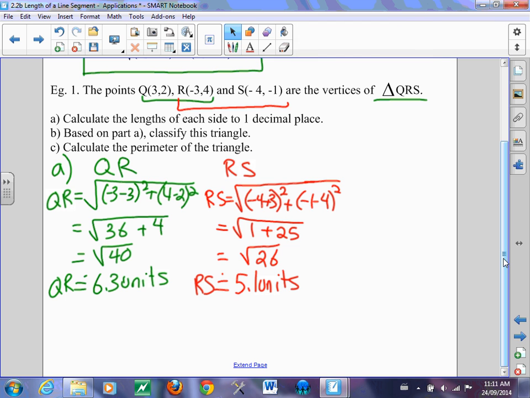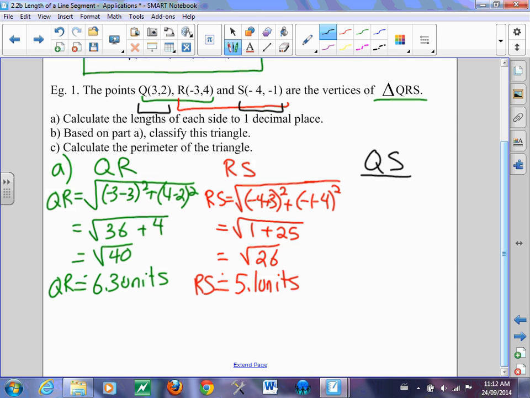All right, last one. This one sometimes is tricky, so we're using Q and S this time. So QS equals, watch those two ordered pairs, folks. So it's going to be negative 4 minus 3 squared plus negative 1 minus 2 squared. Do some simplification here. So negative 7 squared is 49, plus negative 3 squared is 9.